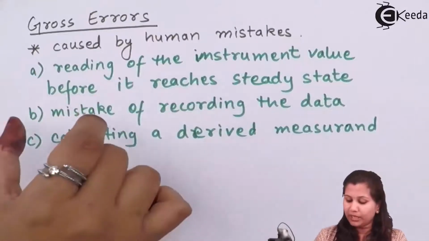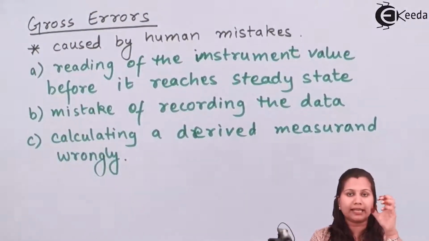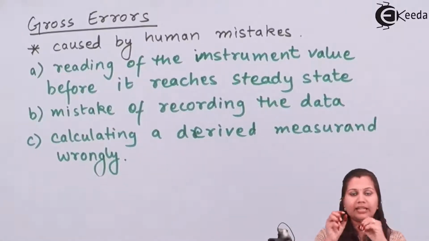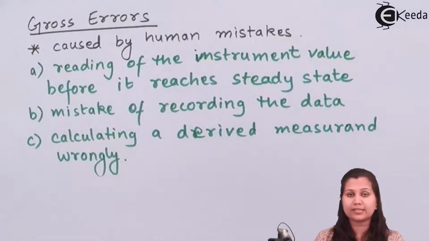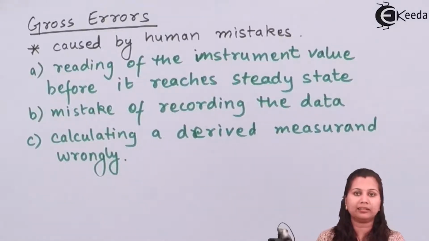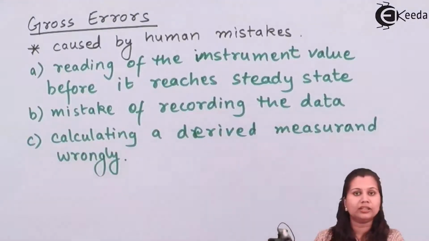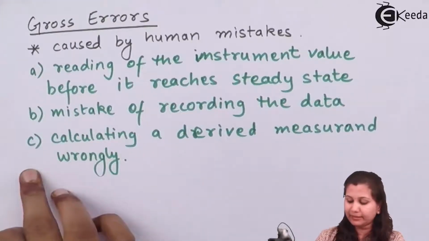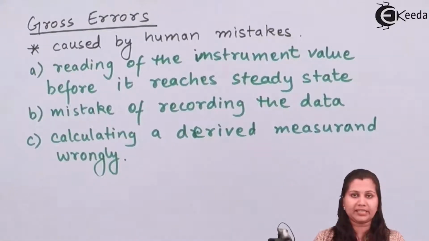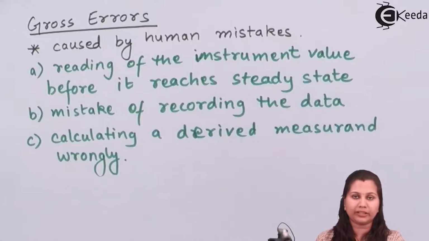Also, suppose he takes the reading correctly, but when he is noting it on the paper, he mistakenly writes some other number. So if there is any mistake in the recording of the data, then also error can occur. Another type is that after taking all the readings, we have to do some calculations to get the value of the measured quantity. In those calculations, if any mistake is made by the observer, then also error can occur.